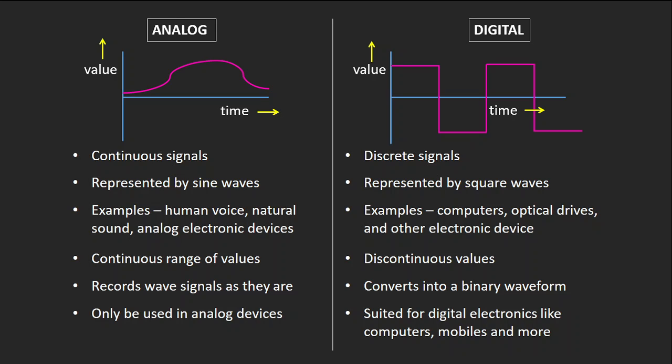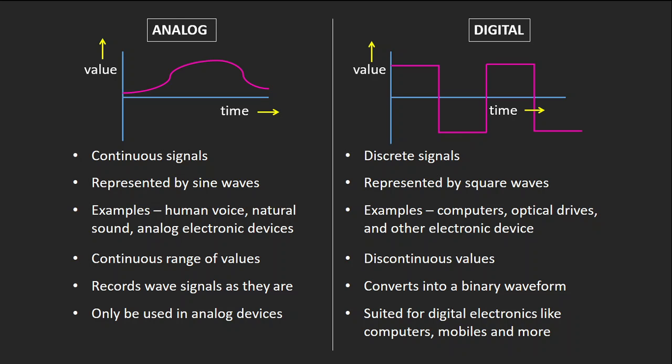Whereas in the digital case, all modern devices are digital devices, that is computers, optical drives, and so many other electronic devices, your mobile on which you are watching this particular video. All these are examples of digital devices. An analog device or analog signal has a continuous range of values. You can see in the diagram also, its graph represents continuous values.